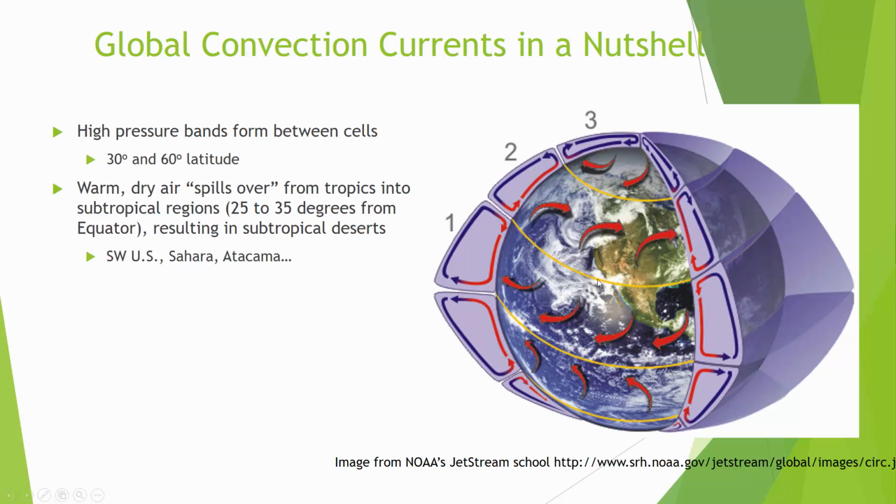There's a large desert. Similarly, if we just rotate our globe around, we see similar deserts at the same latitude in Africa and the Middle East. So the Sahara Desert, the Atacama Desert in South America, all of these are deserts that are caused as a result of these Hadley cells, where the warm, dry air spills over from the tropics into the subtropics.